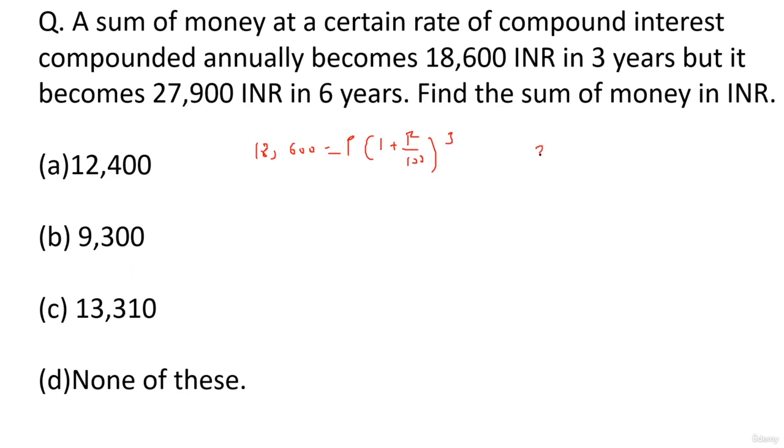And then they write 27,900. It is the amount in 6 years, right? 1 plus r by 100 raised to 6. Okay, then they divide them. Then p cancel ho jayega, r ka value mil jayega, right, accordingly.